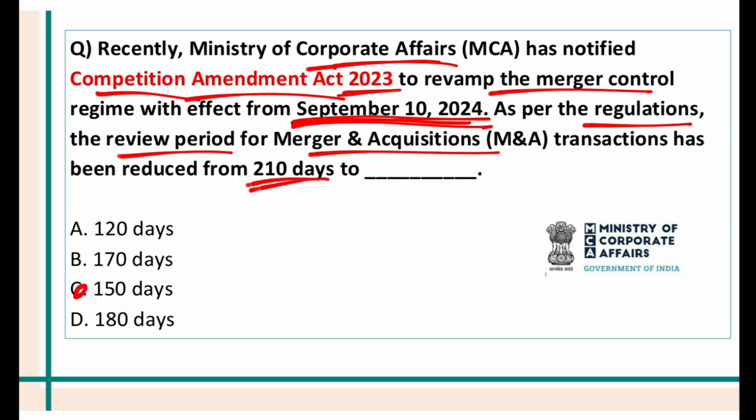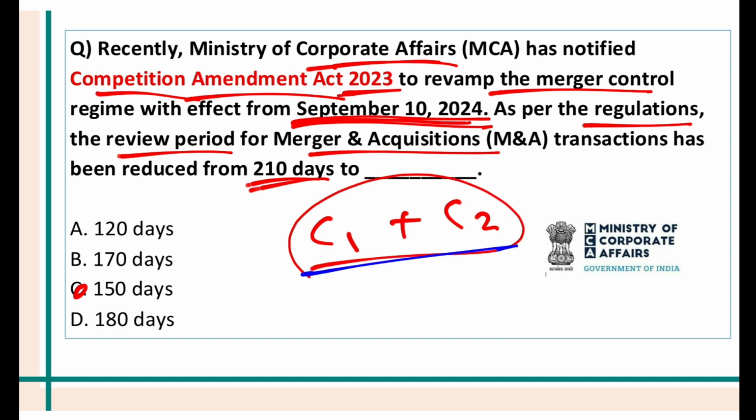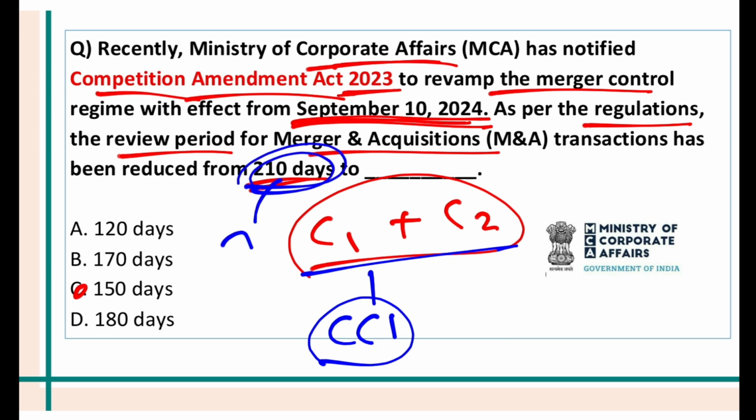So let us say there are 2 companies, company 1 and company 2. They want to merge together and they have to take permission from the Competition Commission of India. So earlier the decision needed to be made in 7 months or 210 days. Now it has been reduced to 150 days or roughly 5 months.